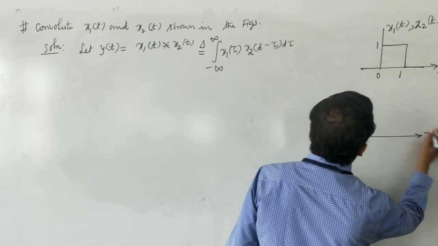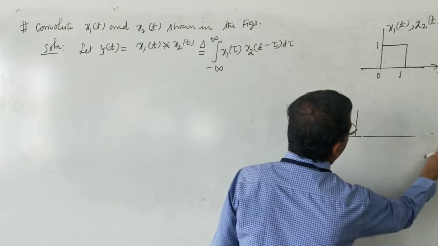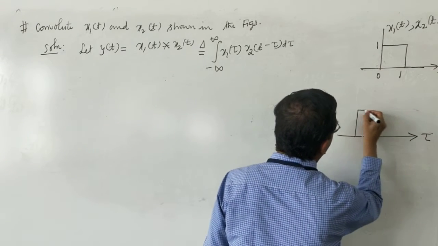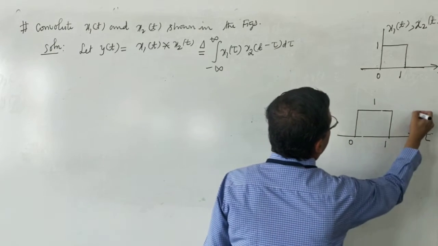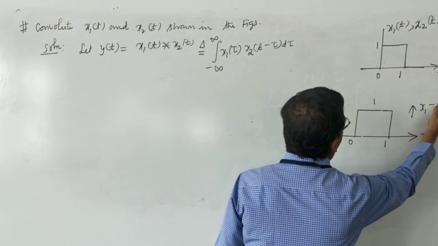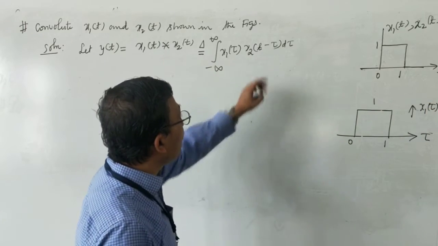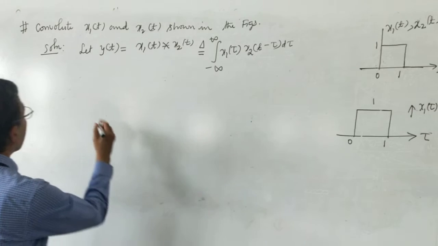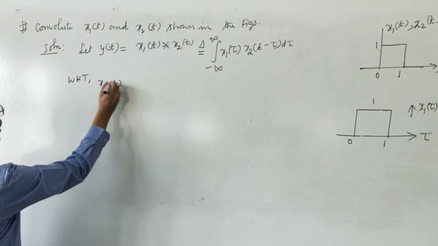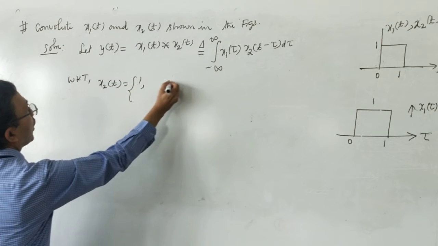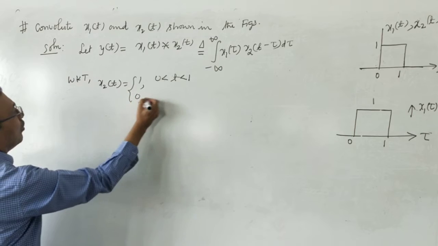Only thing is you have to replace t by tau. So again it's a rectangular pulse of unit amplitude that starts at 0, ends at 1. Y-axis is x1 of tau. Sketching x2 of t minus tau is slightly tricky. Right? Please watch now. We know that x2 of t equals 1 for t taking values from 0 to 1, 0 otherwise.